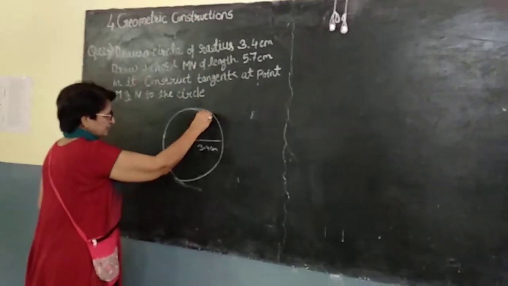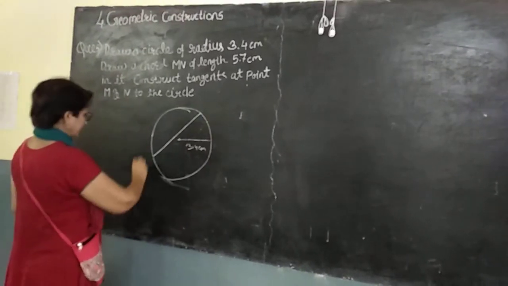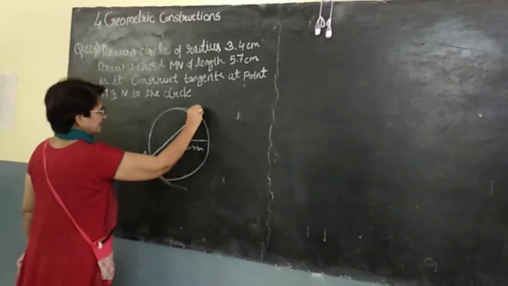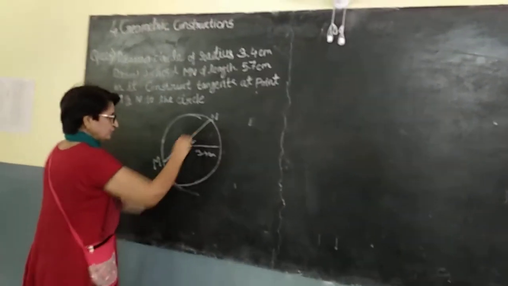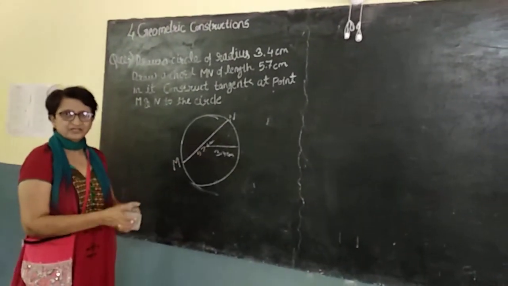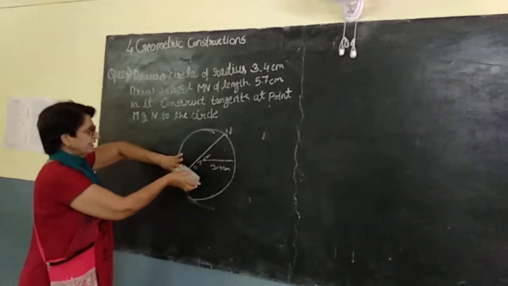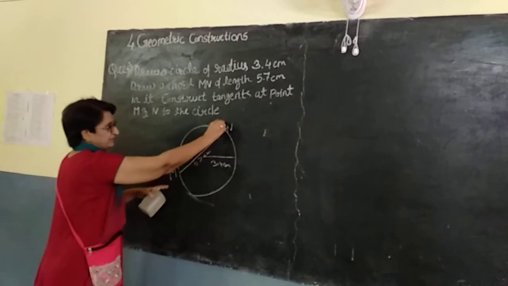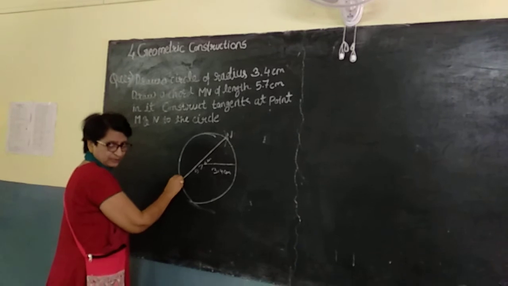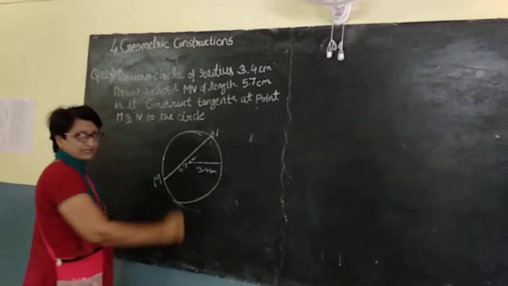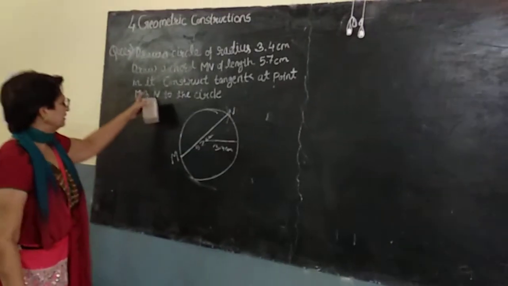So let us take, supposing this is the line here, and let us name it MN. How much is it? 5.7 centimeter. How are you going to draw this 5.7? Take it on the compass, put the compass point here and cut that 5.7 wherever it gets cut on the circle. Then join this point and the point where you have cut with your compass, then you get that chord MN of 5.7 centimeter.